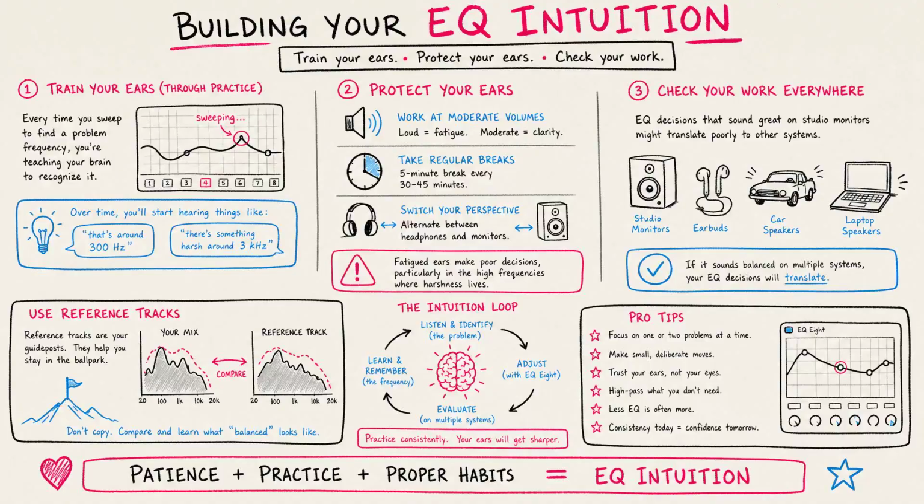Finally, embrace restraint as a core principle. The goal of EQ is balance in context, not perfection in isolation. If you can't articulate why a move improves the mix, reconsider making it. The best EQ work often goes unnoticed. It simply makes the music sound right without calling attention to itself.